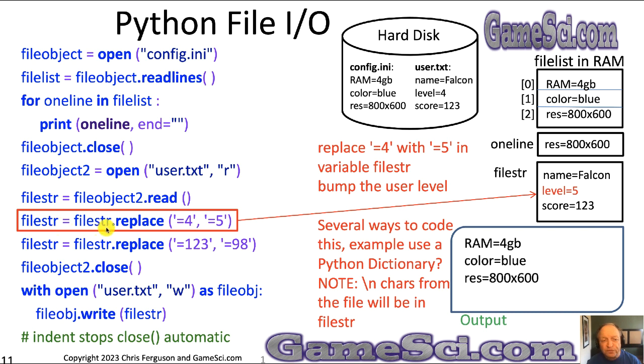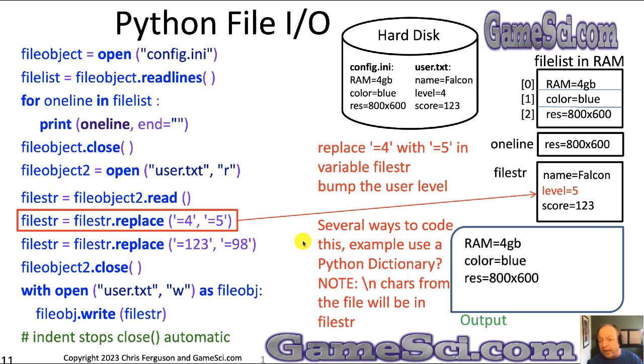file_string = file_string.replace("=4", "=5"). Let's replace the =4 with the =5 in the variable file_string. Let's bump the user level here. This is the user.txt file that's tracking where the user is in the game. If they've finished level 4, you want to send them to level 5. There are several ways to code this. You could do an example where you used a Python dictionary. There are just lots of ways to change data once it's in RAM.